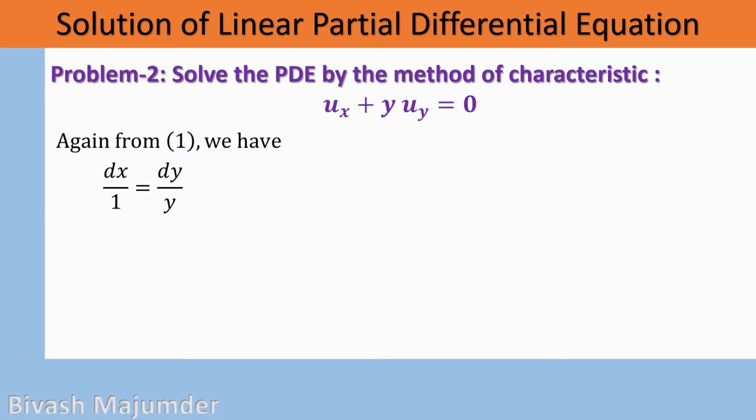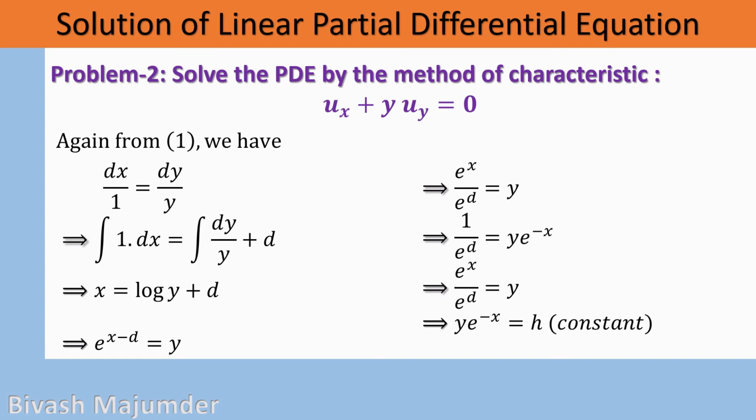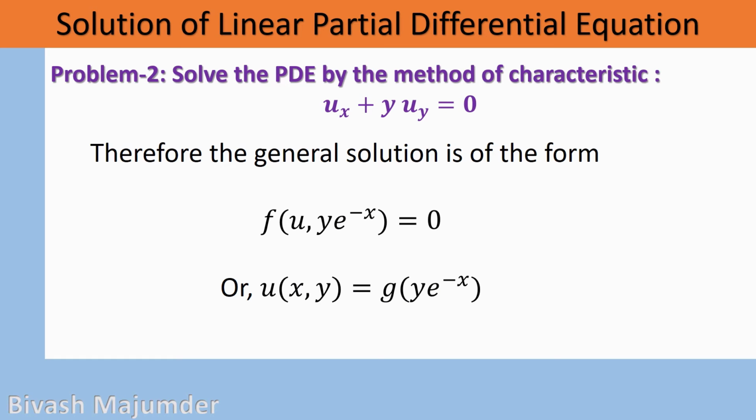Again from equation 1, we have dx by 1 equals dy by y. Integrating both sides and simplifying, we get e to the power x minus d equals y. Now if we simplify further, we get y times e to the power minus x equals constant h, where h equals 1 by e to the power d. Finally, the general solution is f of u, y times e to the power minus x, or it can be written as u(x,y) equals g of y times e to the power minus x.